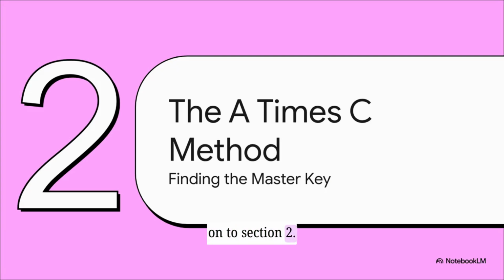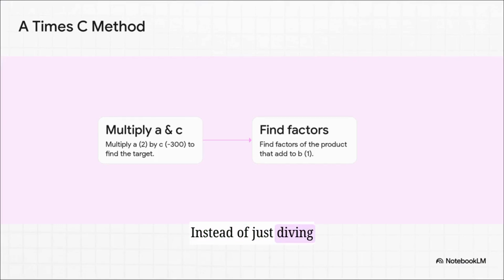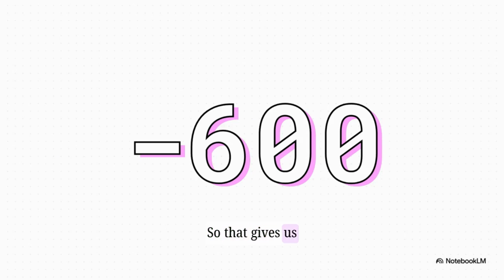Moving on to section 2, the A times C method, finding the master key. Instead of just diving in and crossing our fingers, we are going to explicitly multiply our A and C terms together. Why are we doing this? Basically, we're merging the influence of that annoying leading coefficient and that massive constant into one single target. So step 1, we multiply A, which is 2, by C, which is negative 300. Then step 2 will be finding factors of that new product that add up perfectly to our B term, which remember is positive 1. So that gives us our crucial number, negative 600.